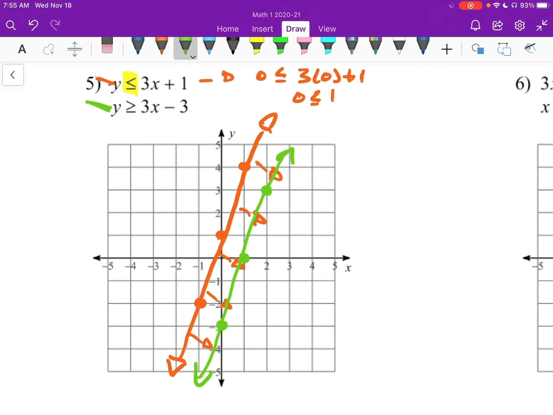Now I'm going to plug in 0, 0. So I'm going to say, well, 0 is greater than or equal to 3 times 0 minus 3. So 0 is bigger than -3. And the question is, well, is that a true statement? And yes, 0 is bigger than -3. So I'm going to shade towards the origin. And this one's kind of a neat problem because we see that we're going to be shading this sliver in here between the lines.